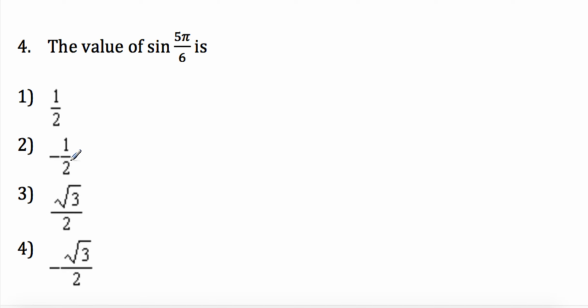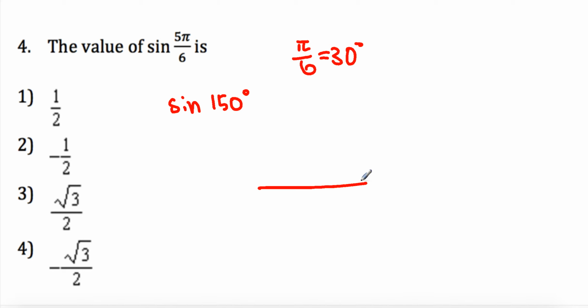Number 4. So what is 5 pi over 6? If you remember, pi over 6 was equal to 30 degrees. So we have 5 of those, so we are looking at sine of 150 degrees. Now, if you have to look at 150 degrees, you know that it's from the second quadrant, because this is more than 90 degrees. That means, what do you realize about sine on the second quadrant? It's positive.